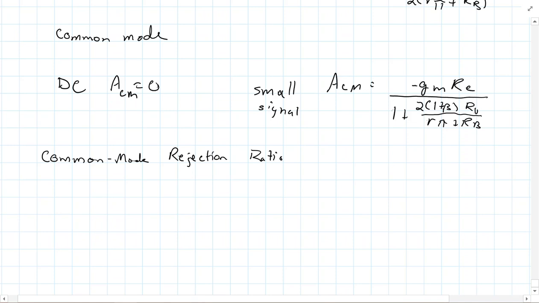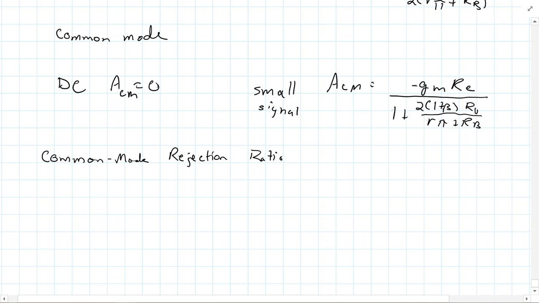So in essence, what we're saying is if we put the same voltage on either terminal, we're getting nothing out. And again, that's what we'd want because this is a differential amplifier. If we have the same voltages on the same terminals, we don't want to get anything on the output. DC, no problem. Small signal is where we have the issue.